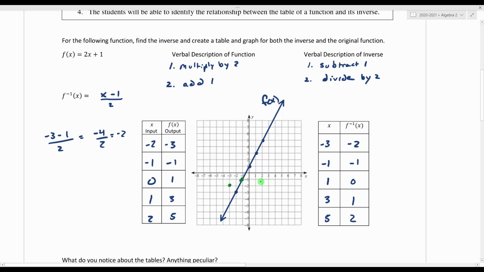So we have a point that kind of falls on the old line there, and then 1, 0, located right here, 3, 1, and then 5, 2. All right, so you see our line forming there. So let me grab my line tool. I'm going to plot that line.